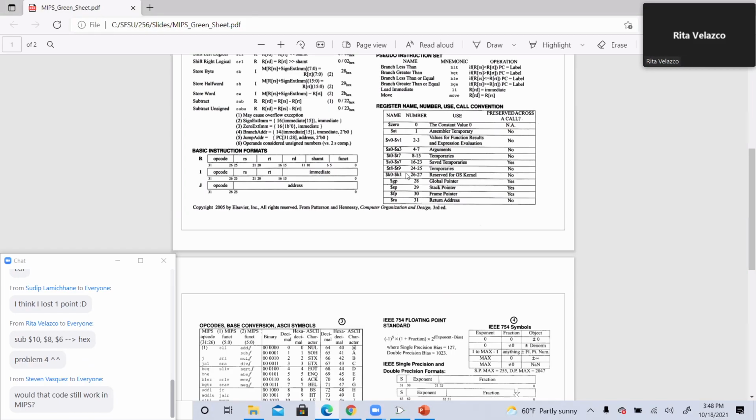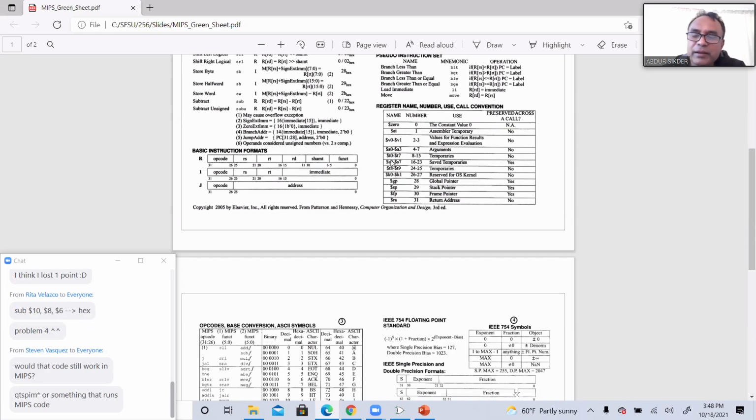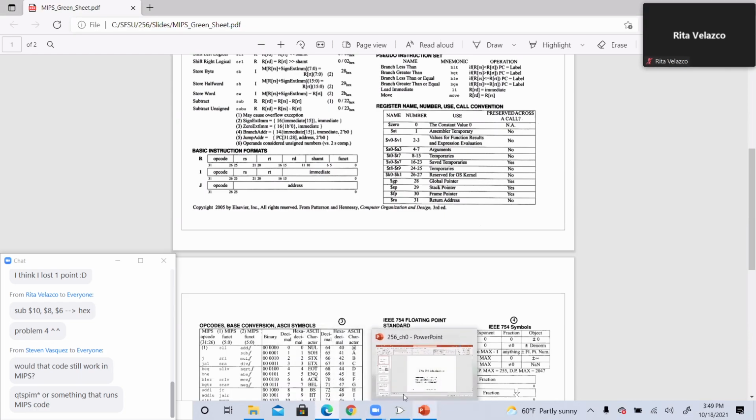Okay, I get it now. So 6, 10, 8 is here. So 6 is here, and 8, 10 is here in this line. The register $T0 to $T7 is 8 to 15. So basically, you don't have to worry about it. It's just to convert them into binary and then do hexadecimal. It's a lot simpler. Okay. All right. Thank you.